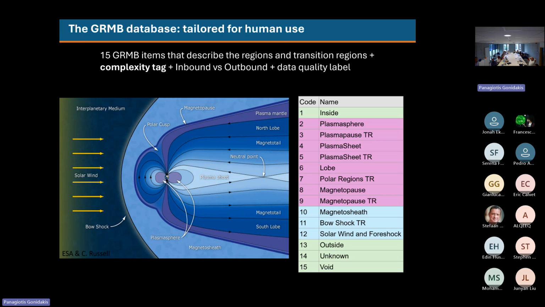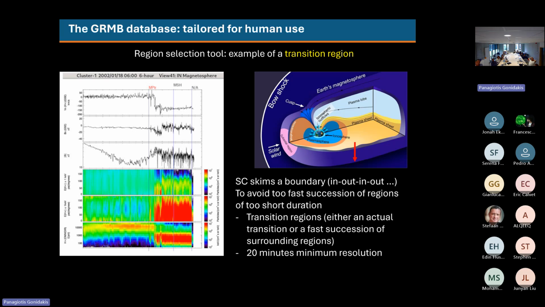And then we have a set of regions. So in purple, it's inside regions, and in light blue, it's outside regions. And you see this TR, which is for transition region. That's an example of a transition region, which is really, I think, a specificity of this data set. So you can go from one region to another if everything is static and you see a change of plasma parameters, like at the magnetopause, it can be smooth or less smooth.